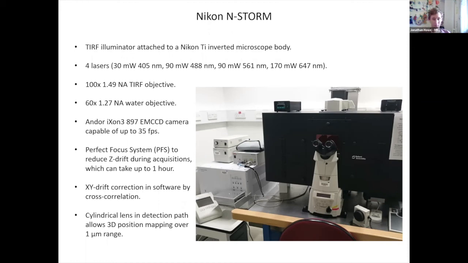Obviously, drift can happen both axially and laterally. So we have a method of dealing with the XY drift, the lateral drift, which is this cross-correlation software correction, which happens after we've acquired the data. And finally, on this system, we have a cylindrical lens between the stand and the camera, which essentially allows us to do some 3D position mapping, which I'll show you in a moment.